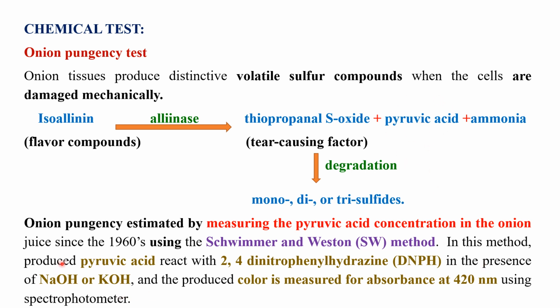In this method, the produced pyruvic acid reacts with 2,4-dinitrophenylhydrazine in the presence of sodium or potassium hydroxide and produces a color that is measured. The color concentration is proportional to the amount of pyruvic acid and subsequently to the amount of isoalliin. The concentration or absorbance of this color is measured at a lambda max of 420 nanometers using a spectrophotometer.